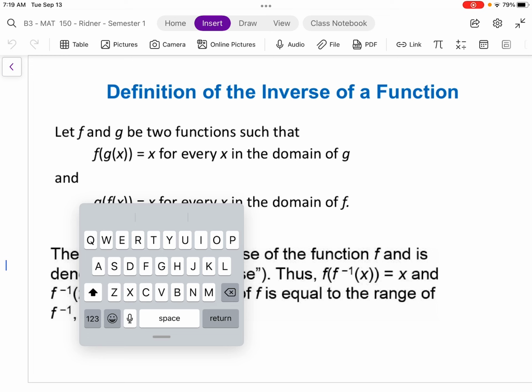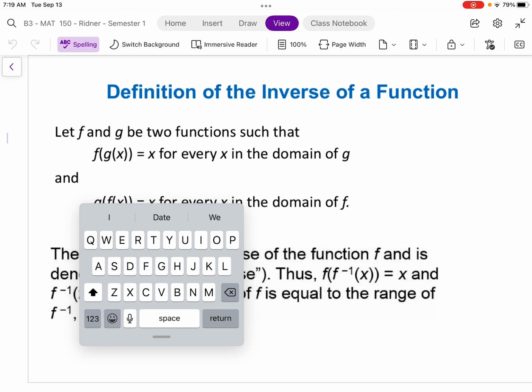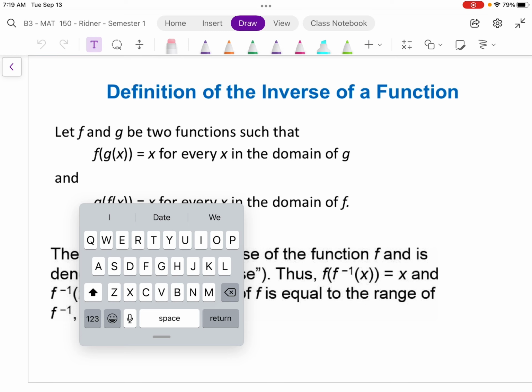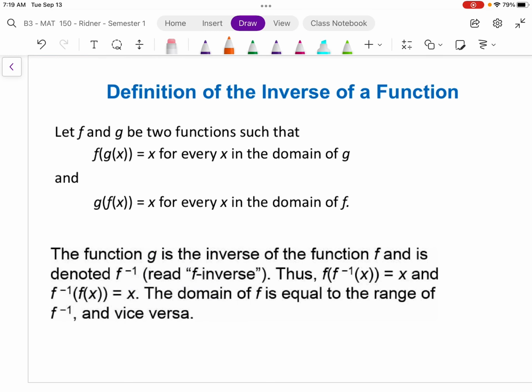Sorry, I'm trying to get this away and it's not working very well. There we go. All right.